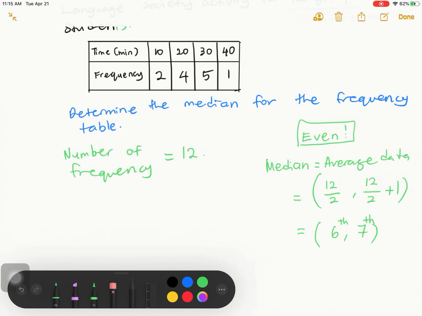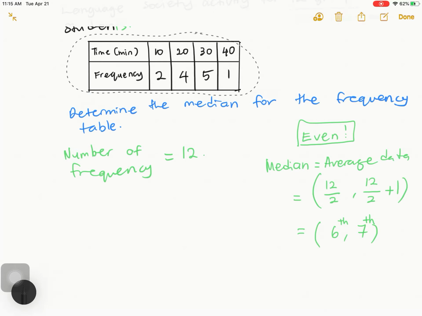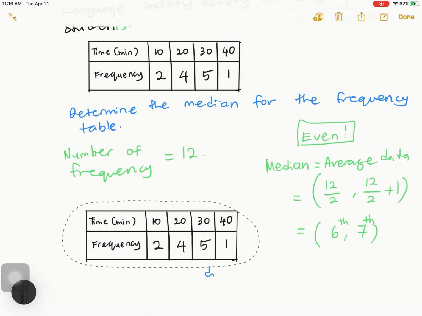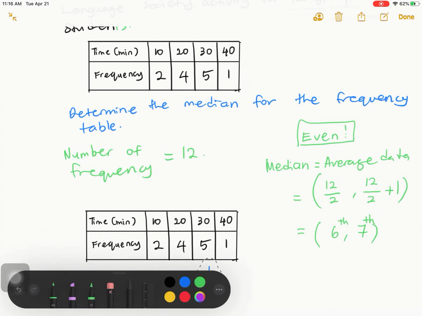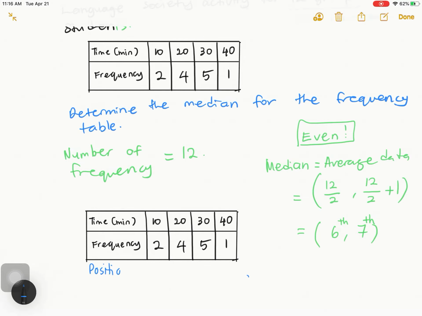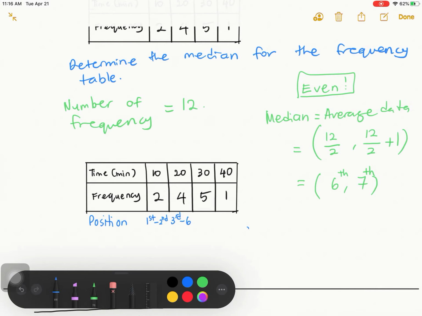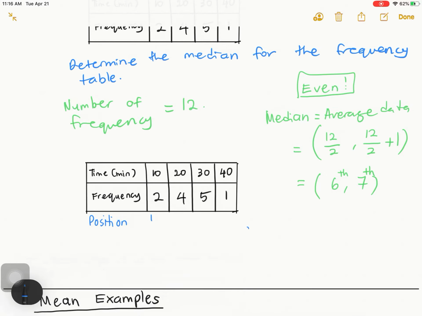Okay, so let's see where our median is located in this data. Let's do it one more time. Now, let's do the position. So, 10, meaning that it is situated at first and second. Okay, for 20, it's third to sixth, right? Okay, let me make it simple.